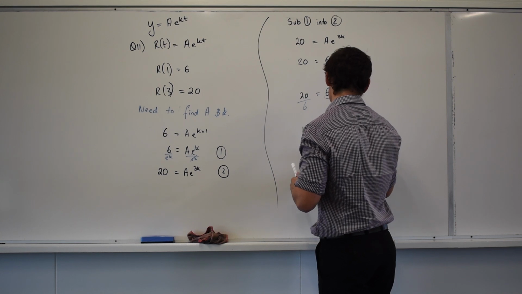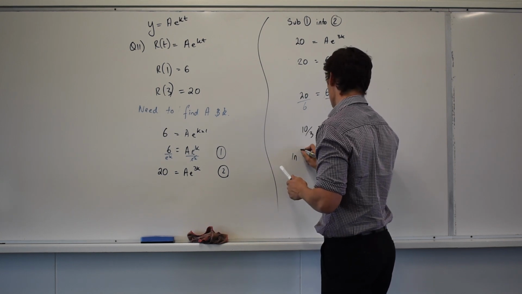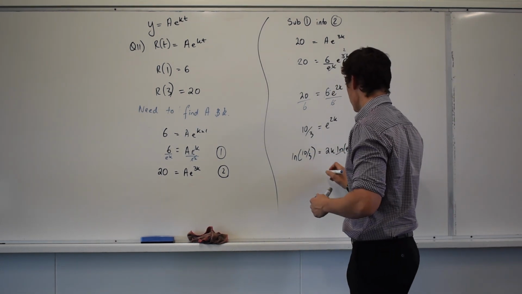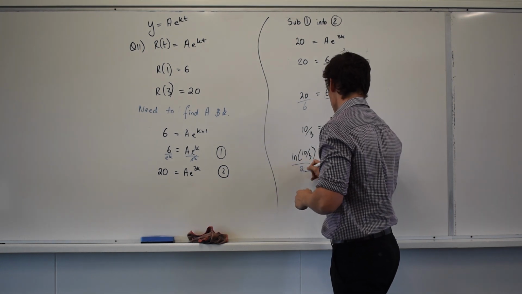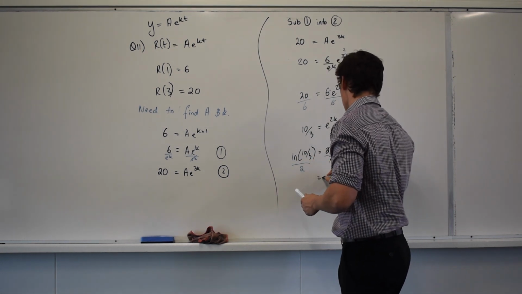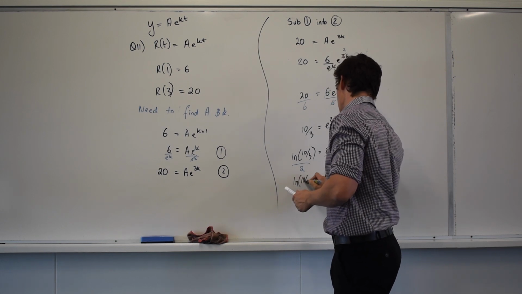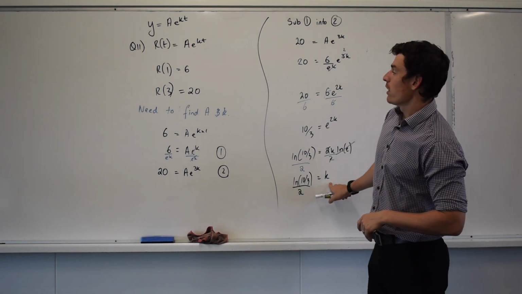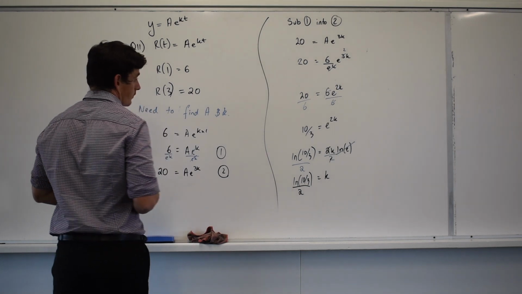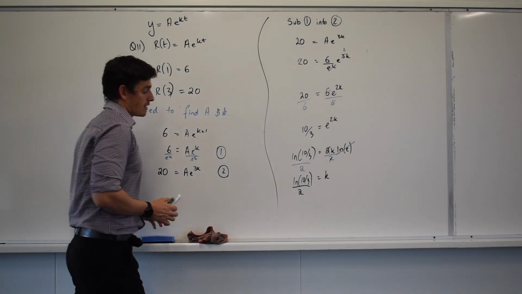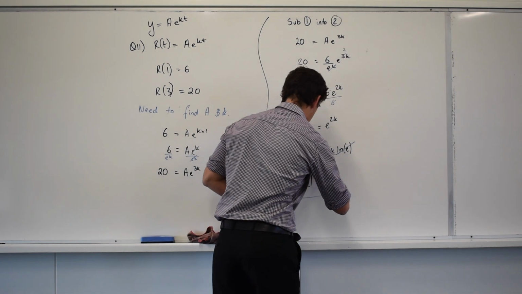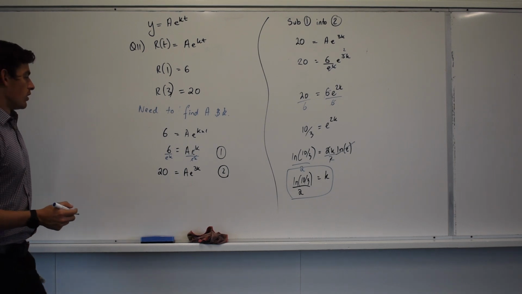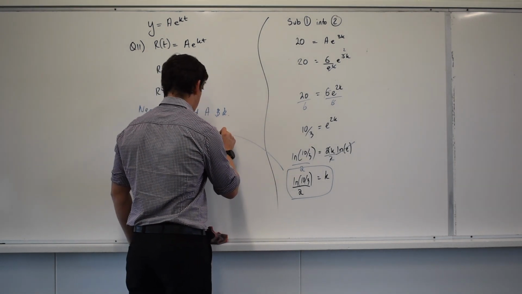ln e to the 2k, it's that log law in one hit, I'm not doing it in 2 this time, equals that. We know we can cancel an ln e and divide both sides by 2. So we are left with k equals ln of 10 over 3, divided by 2. Now we've found our k value, we need to find our a value. So to find our a value, I need to sub this value into one of my equations. I might shove it into this one here because it looks a bit easier.